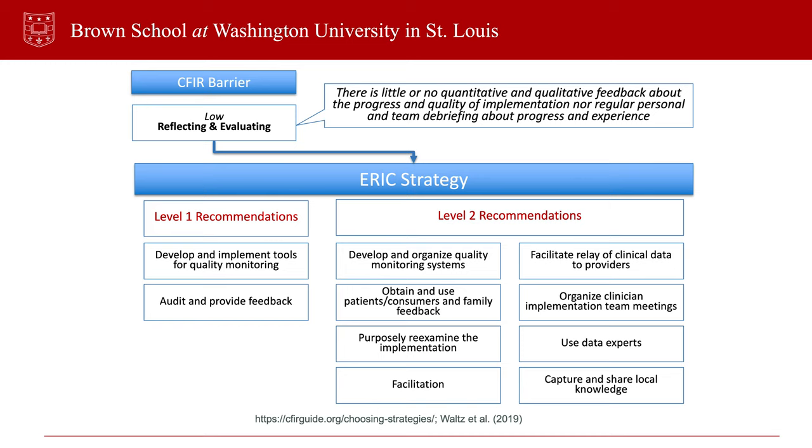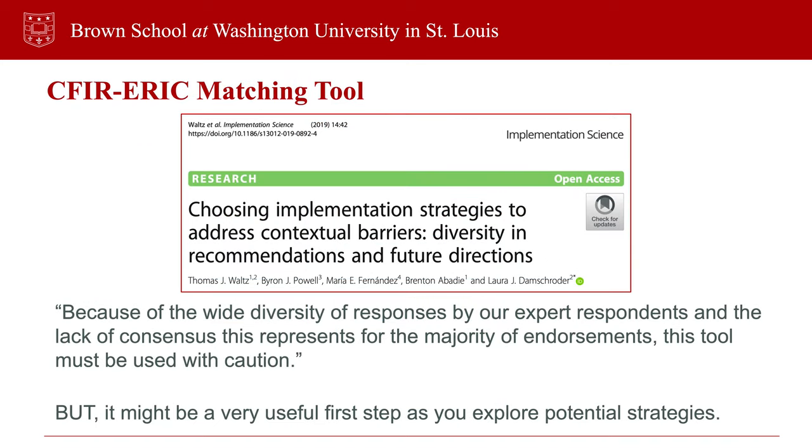Ultimately what we developed through this project is a matching tool that would allow you to assess barriers using the CFIR. And then once you've actually prioritized barriers that you think need to be addressed, you can use an Excel-based tool that's found on Laura's website, cfirguide.org, to provide a range of implementation strategies that might address those barriers more specifically. Given the range of responses that we received, we certainly caution against using this tool too prescriptively, but we think that it might be a very useful first step as you explore potential implementation strategies in a given project.